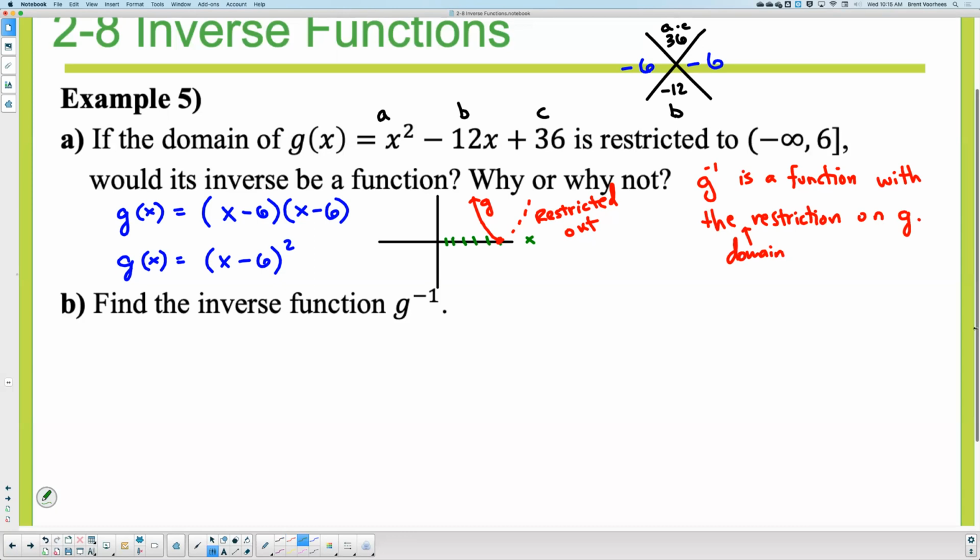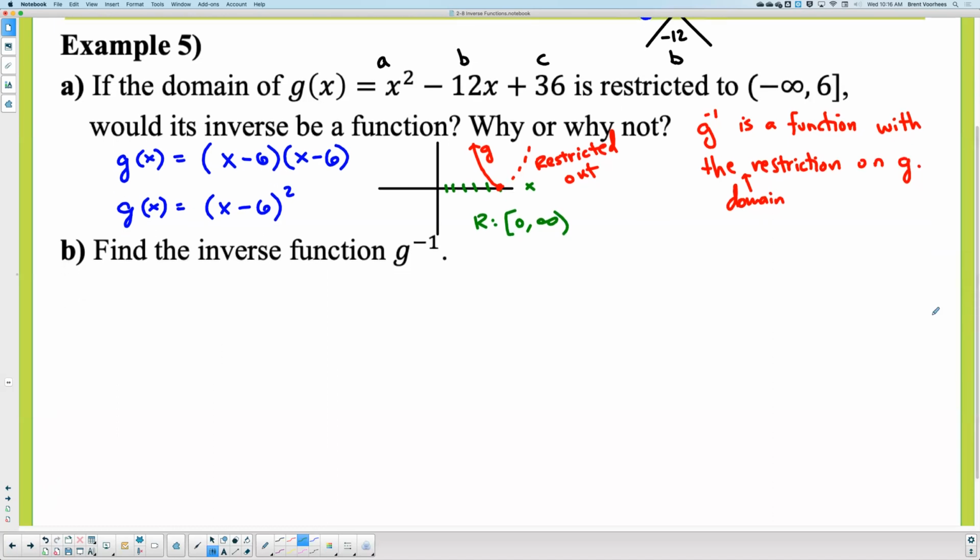Okay, before I move on, what's going to be the range of this? How low does that go? Zero. No, how low? Zero. How high? Oh, because this is going to be the inverse domain.